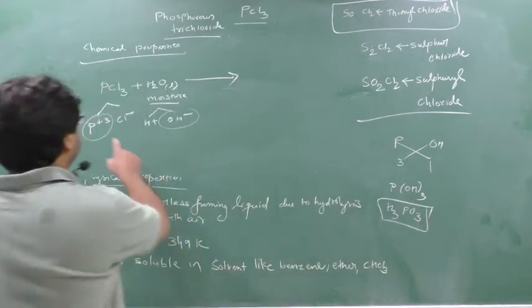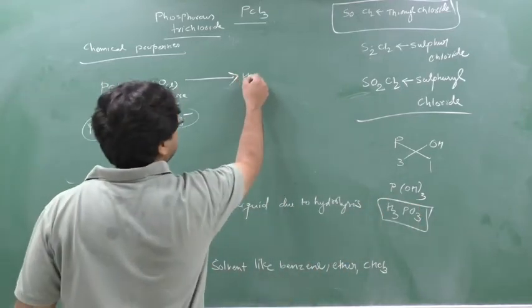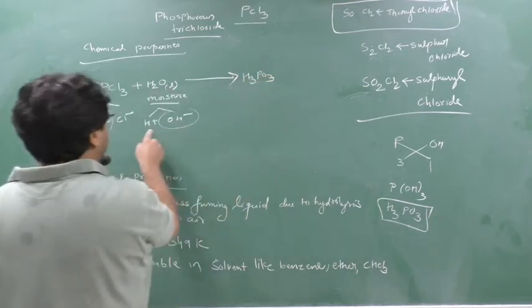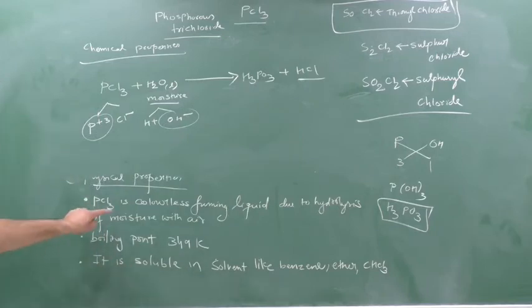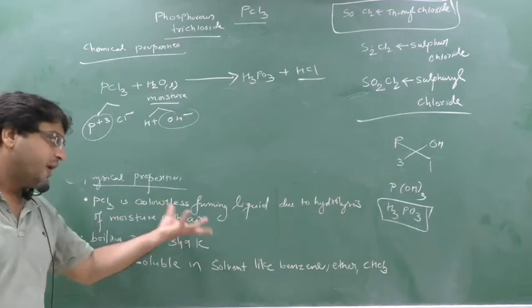Clear this part? So this P plus 3 and OH minus will form H3PO3, that is phosphorus acid, and H plus and Cl minus form HCl. So now the question comes: PCl3 is a colorless fuming liquid. When? Due to the hydrolysis.